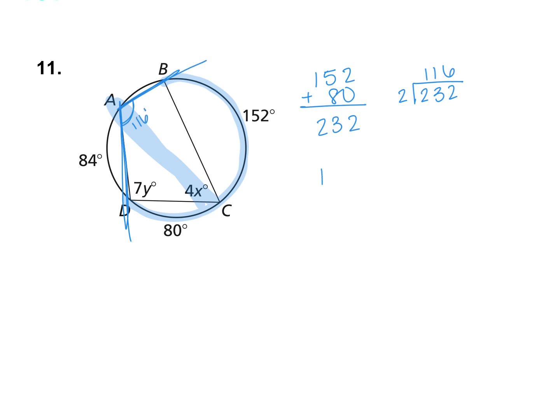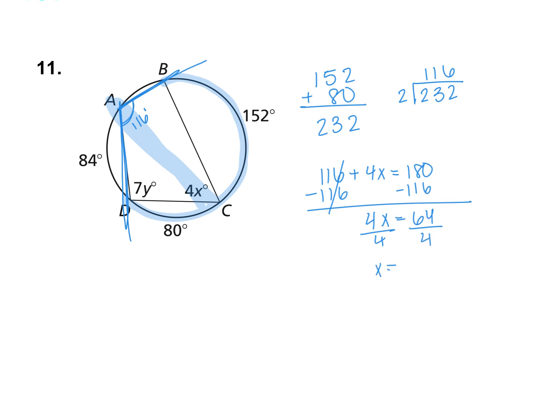So I'm going to take that 116 plus 4x equals 180. Subtract 116 from both sides. I'm going to get 4x equals 64. Divide both sides by 4. x is going to equal 16. And that's my answer.